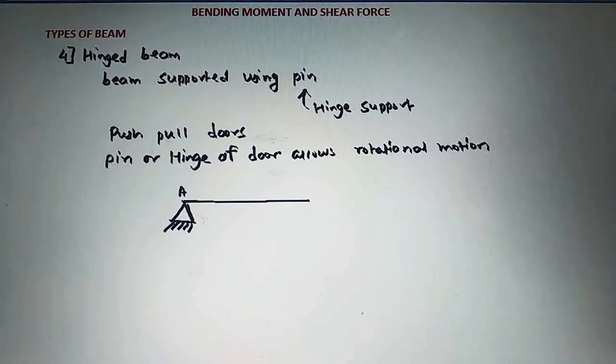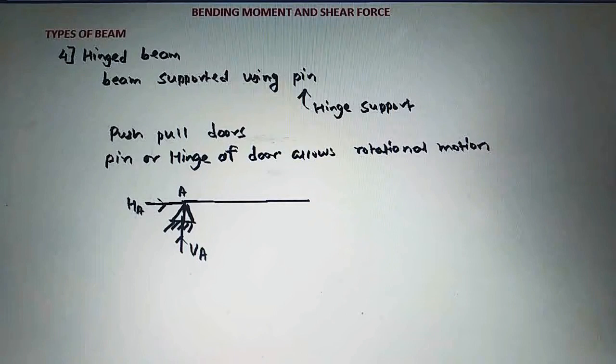Now see here, this hinge support will block the horizontal motion as well as vertical motion here. So the reaction which is offered by this hinge support will be, first, the horizontal reaction HA, and second, the vertical reaction VA. There will be no movement here. Why? Because this hinge support allows the rotational motion here. The hinge support always allows the rotational motion. Because of that, there will be no moment offered by this hinge support here.